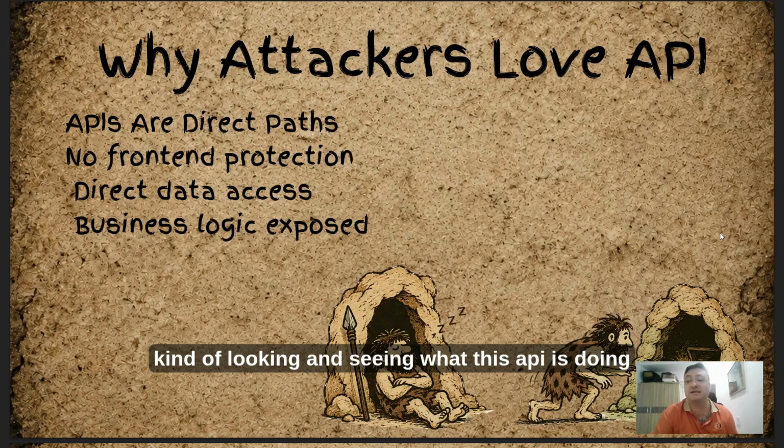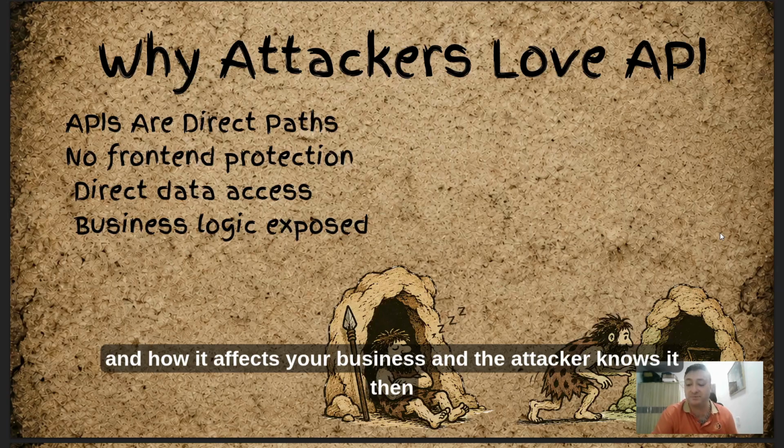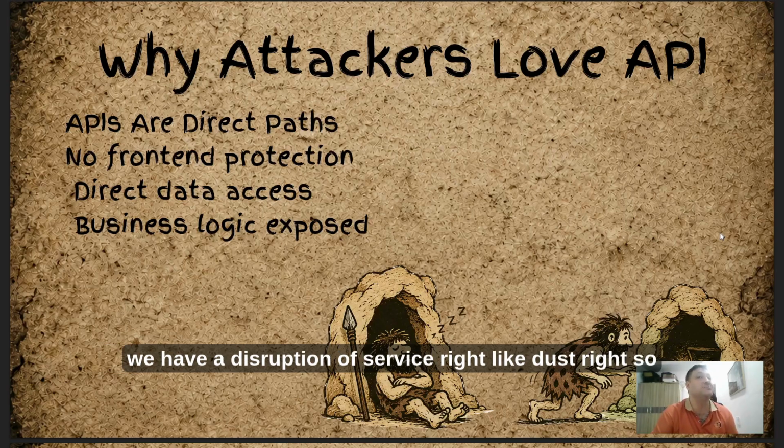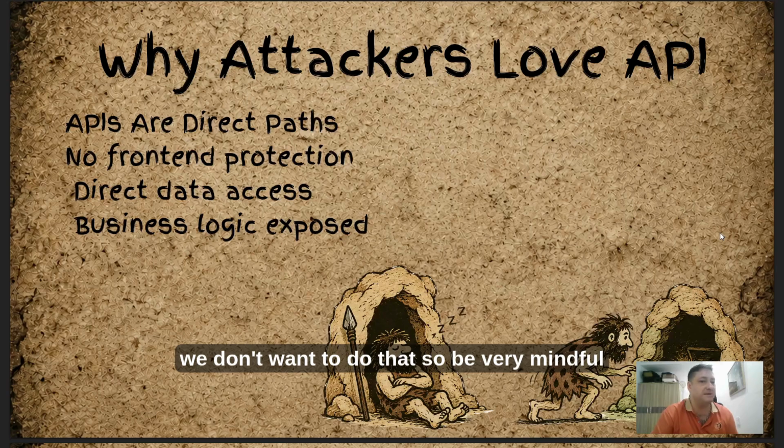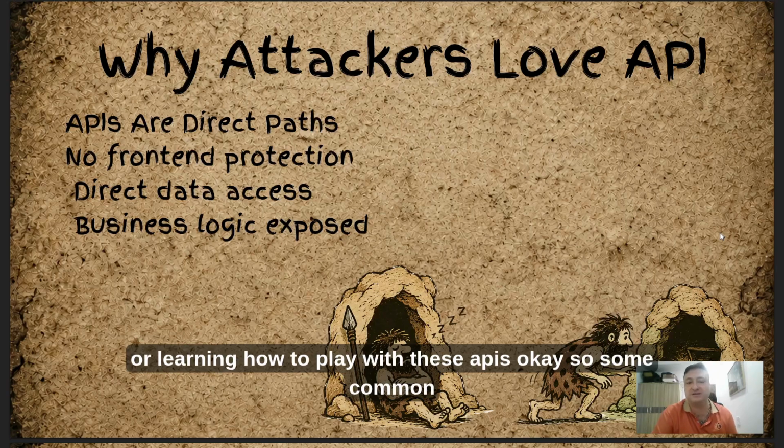If you're looking at what this API is doing and how it affects your business, and the attacker knows it, then they can disrupt the business. Now we have a disruption of service, like DoS, right? So we don't want to do that. Be very mindful when you're developing these APIs or learning how to play with these APIs.